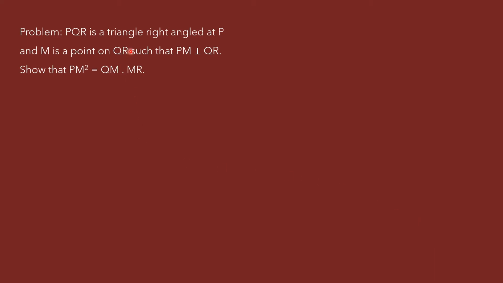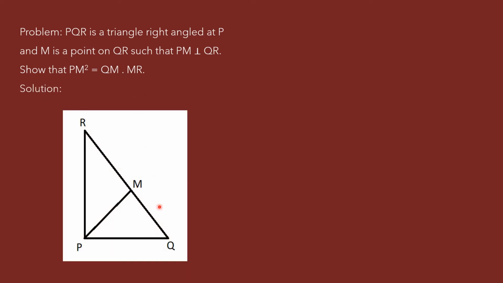PQR is a triangle, right angle at P, and M is a point on QR such that PM is perpendicular to QR. Show that PM square is equal to QM into MR. The diagram is not given. We have to draw a diagram. Right? This is the diagram.